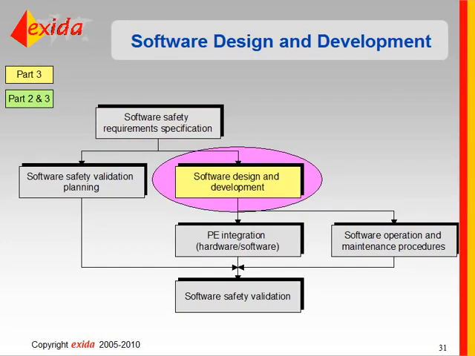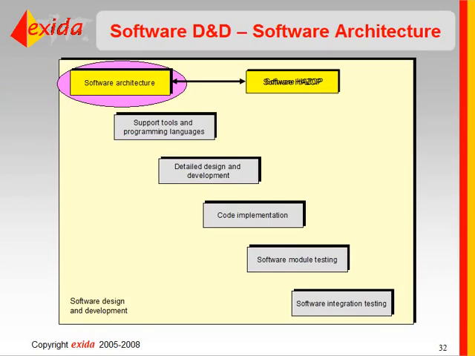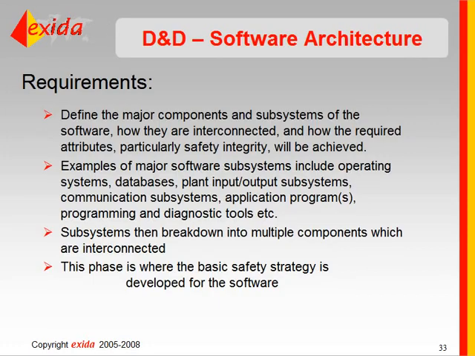All right, the software design and development we'll jump into in more detail. That essentially breaks down into these 6 steps here. Software architecture, support tools and programming language, detailed design and development, code implementation, software module testing, and software integration testing. We'll talk about some of these in more detail.